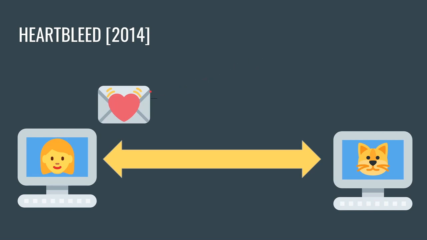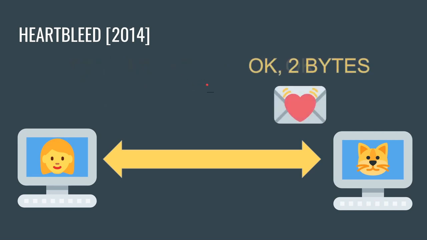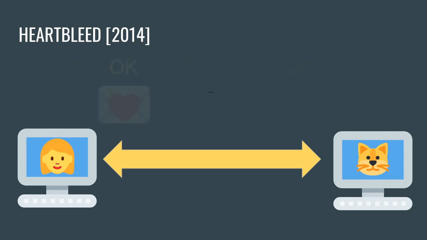So in this extension, a user would send a heartbeat message to keep the connection open. They would send a given string, in this case OK, and they would say the length of that string, in this case 2 bytes long, and they would expect the server to receive that message and send the same string back to them that says, hey, I'm here too, I agree to keep the connection open.